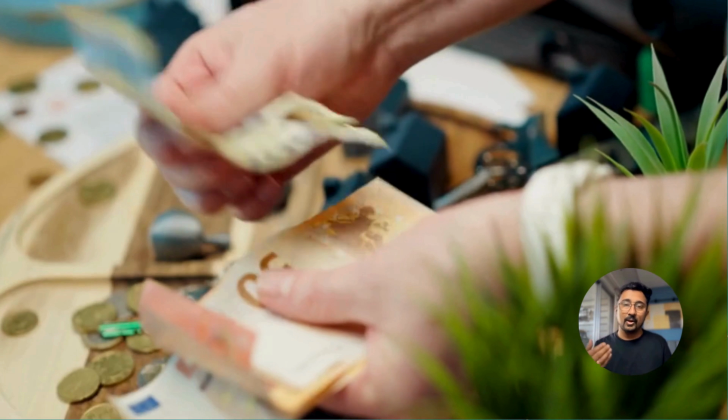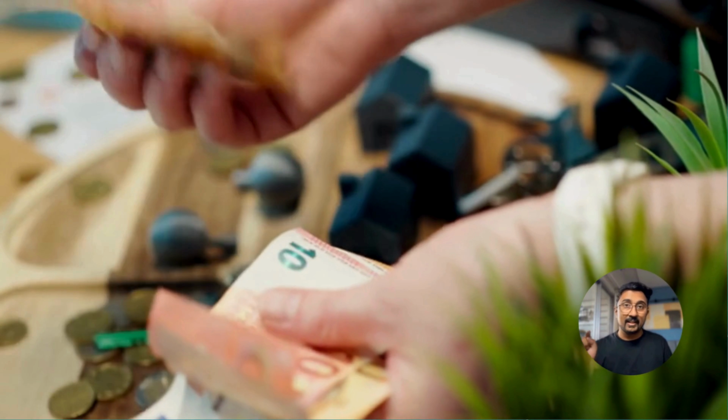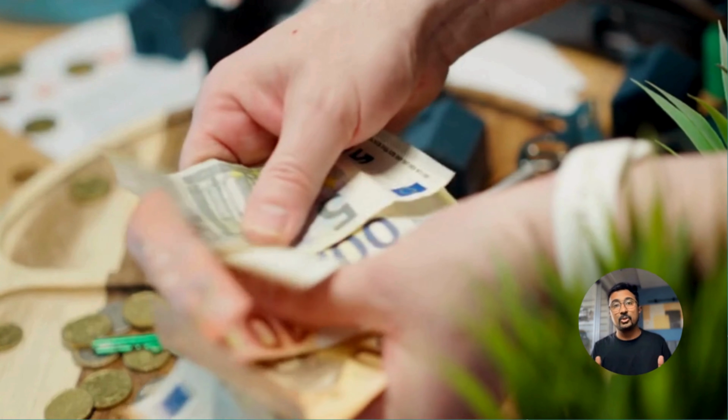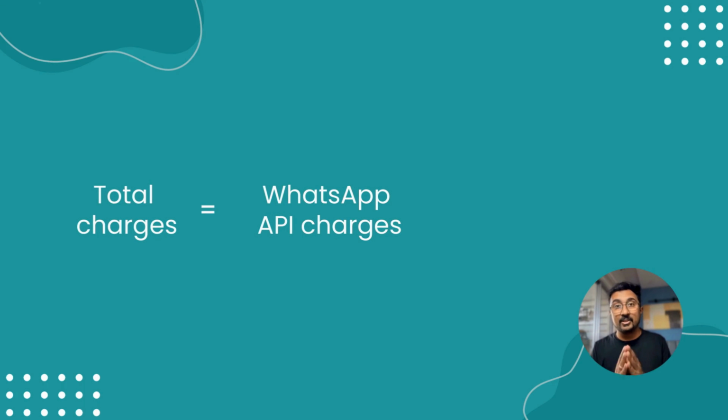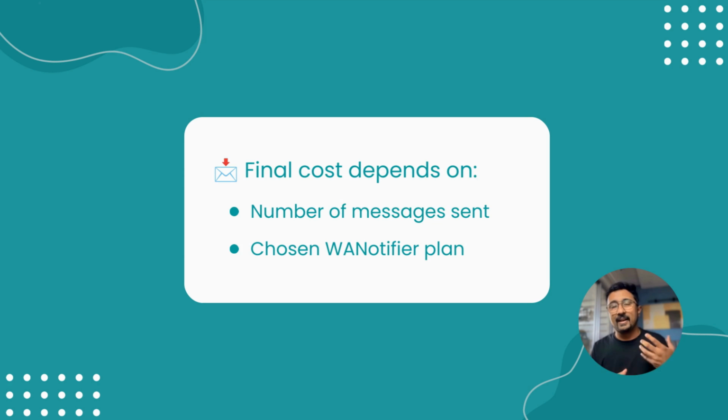Now, before moving on, I'd like to clarify that the overall cost of using the API for your business includes two components. WhatsApp API charges, these are the per message charges I explained earlier, and the WANotifier platform charges. This is the monthly or annual fee you pay us to use our tool. Together, the API and platform fees make up the total cost of running your WhatsApp campaigns. Keep in mind that the exact amount will depend on how many messages you send and the WANotifier plan you choose.